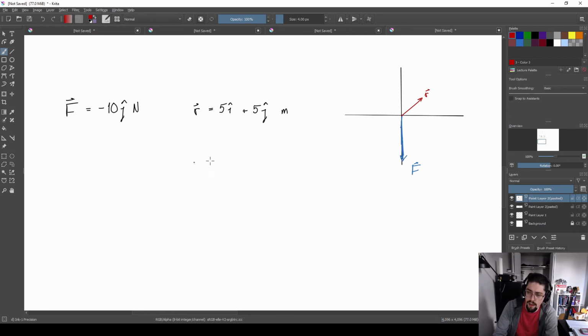So, looking at this picture, just seeing these vectors as we've got and looking at our picture, what is this angle between the two of them? What do we think? Yeah, 45 plus 90. I'd agree. 135 degrees.